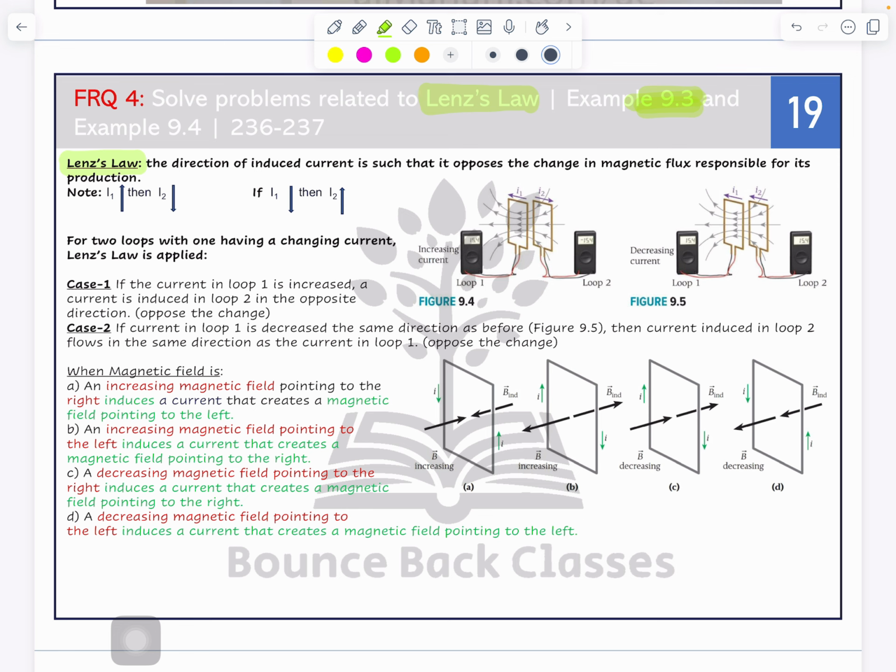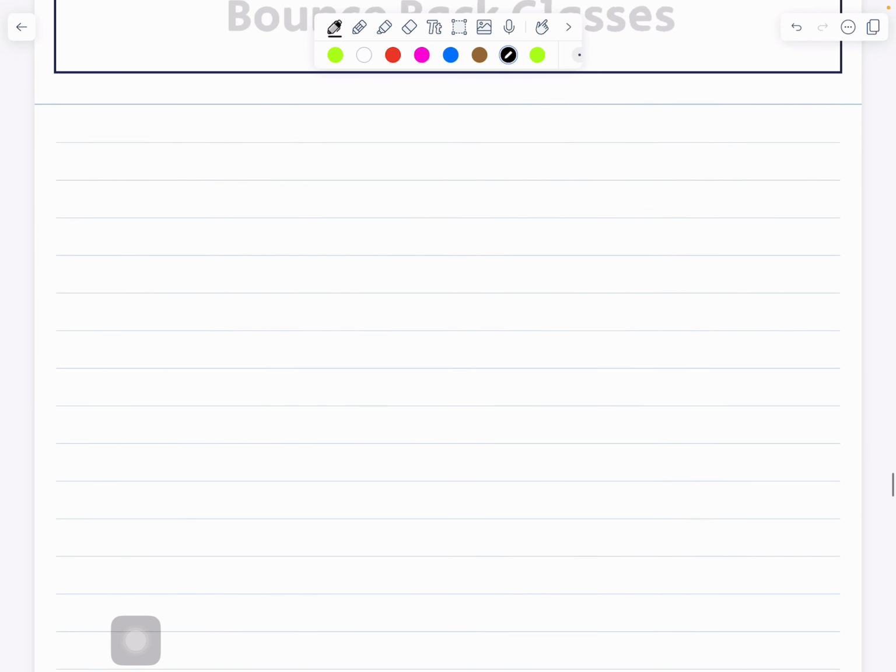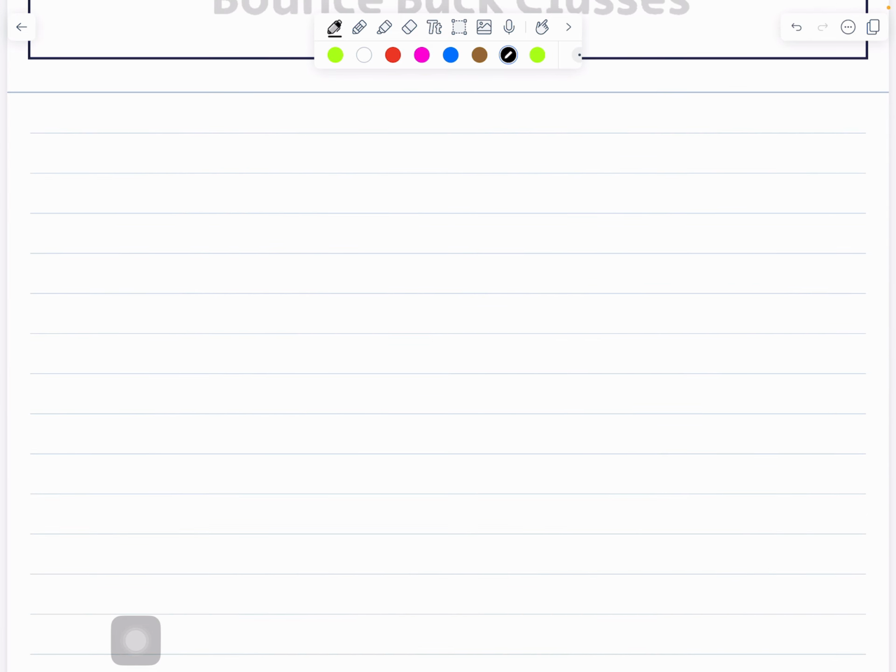As per Lenz's law, the direction of induced current is such that it opposes the change in magnetic flux responsible for its production. Do you understand anything? No? Very good. Now I will explain one by one what you need to understand. Guys, what is the situation?